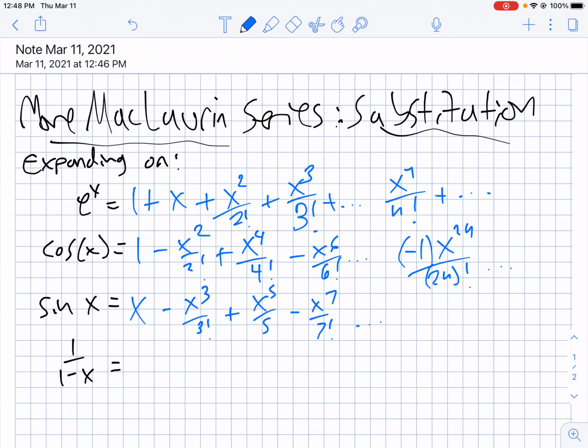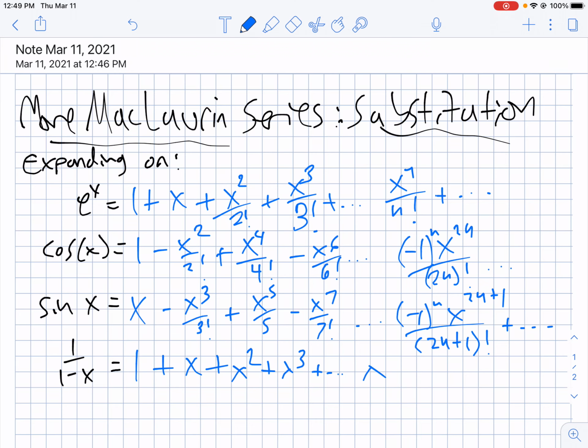Now, you should already know these, of course it should be -1 to the n, but these are our starting off point. And if you don't know these, make sure you memorize them. They will be extremely important for this entire chapter, and then on the AP test they're going to expect you to know them as well. And the 1 over 1 minus x, of course, that's just our geometric series. So these are going to be our starting points today. Everything is going to come from here.